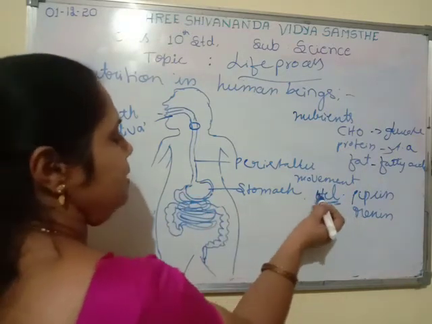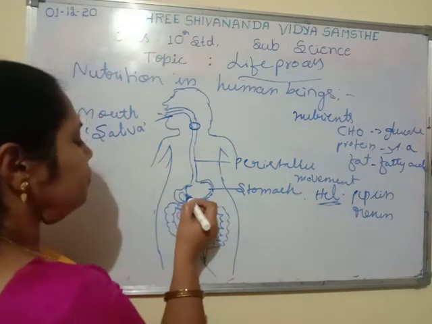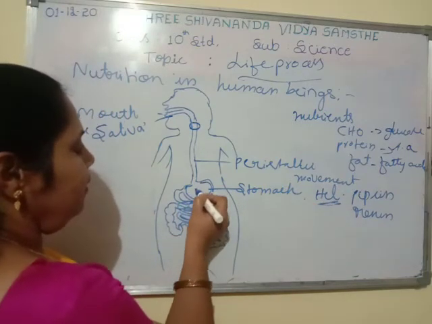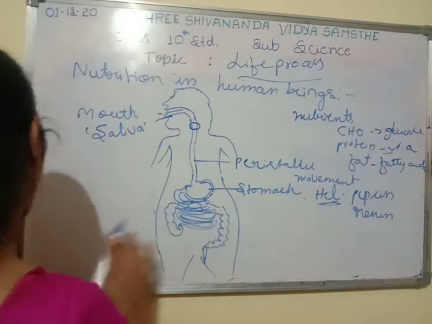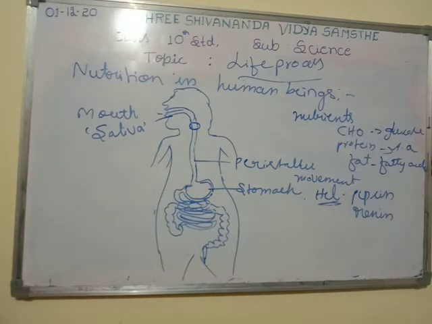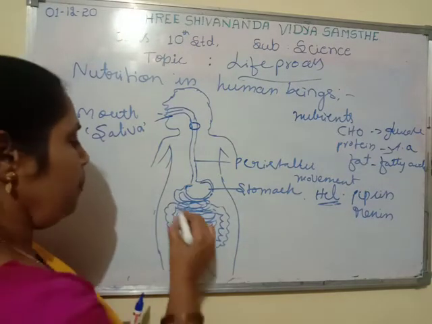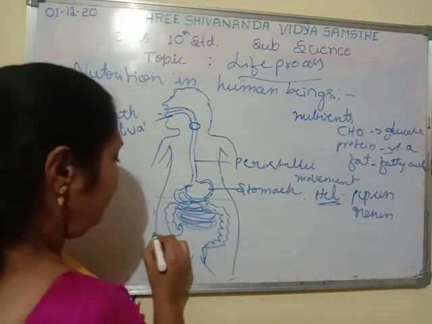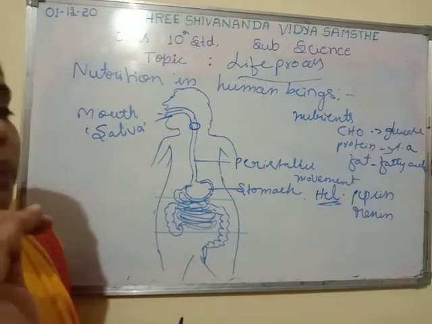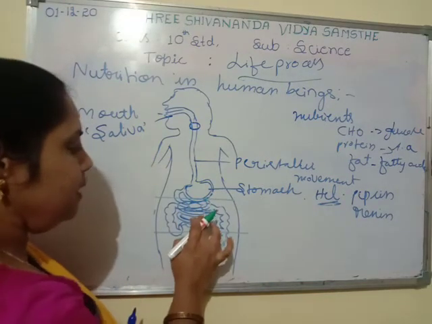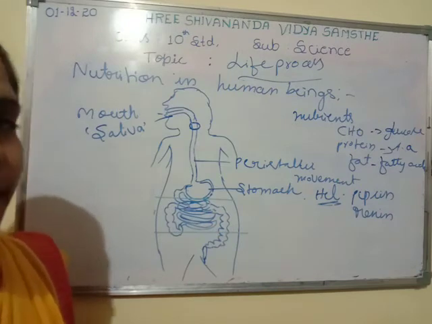So what happens next? See now. Here next this food is entering into the small intestine, which is a very important portion now. Okay, small intestine. So the complete digestion takes place in the small intestine only.